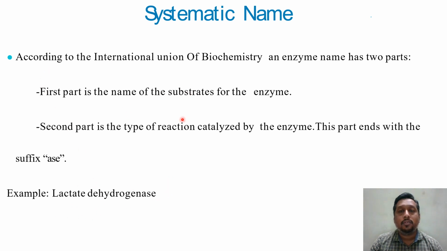The first part is the name of the substrate for the enzyme. So here lactate is the substrate for the enzyme. And the second part is the type of reaction catalyzed by the enzyme. This part ends with the suffix -ase. So it is going to do dehydrogenation, and it ends with -ase: dehydrogenase. So, lactate dehydrogenase. This is how a systematic name for an enzyme is generated.